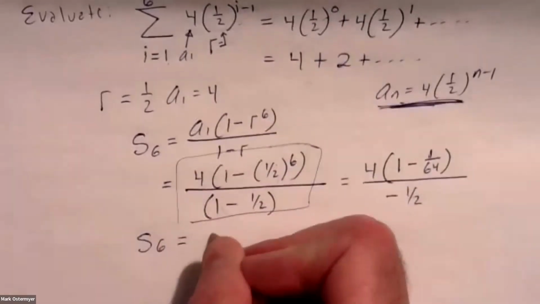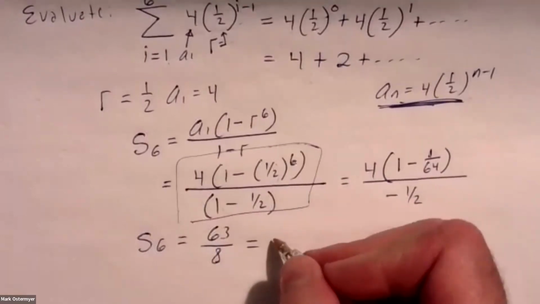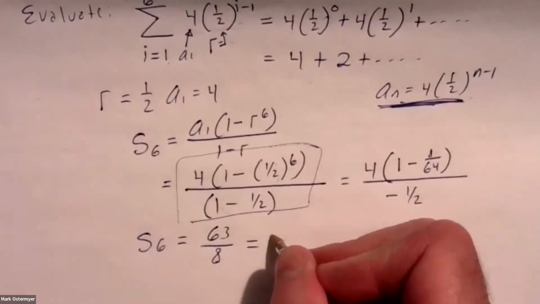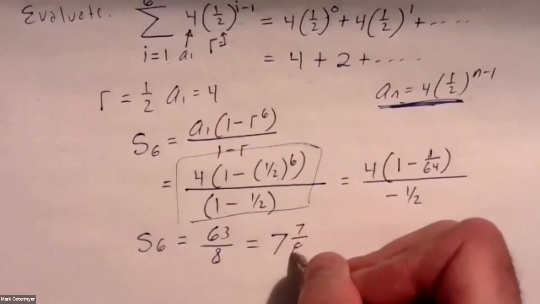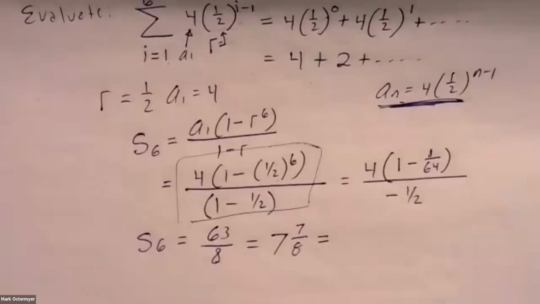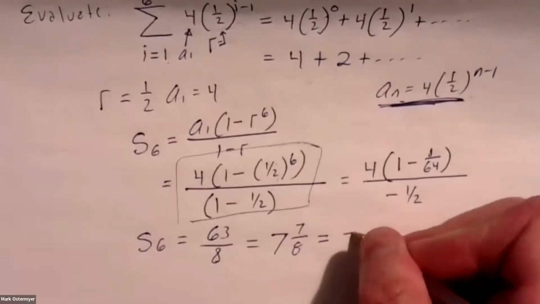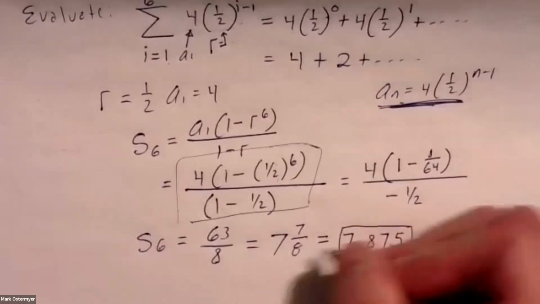Okay, so 63/8, which you could also represent as a mixed number, as 7 and 7/8, I believe, correct? You could do that. You could also represent this as a decimal if you want. 7/8 is going to be 0.875. So this would be 7.875. So I would take the answer any way here.